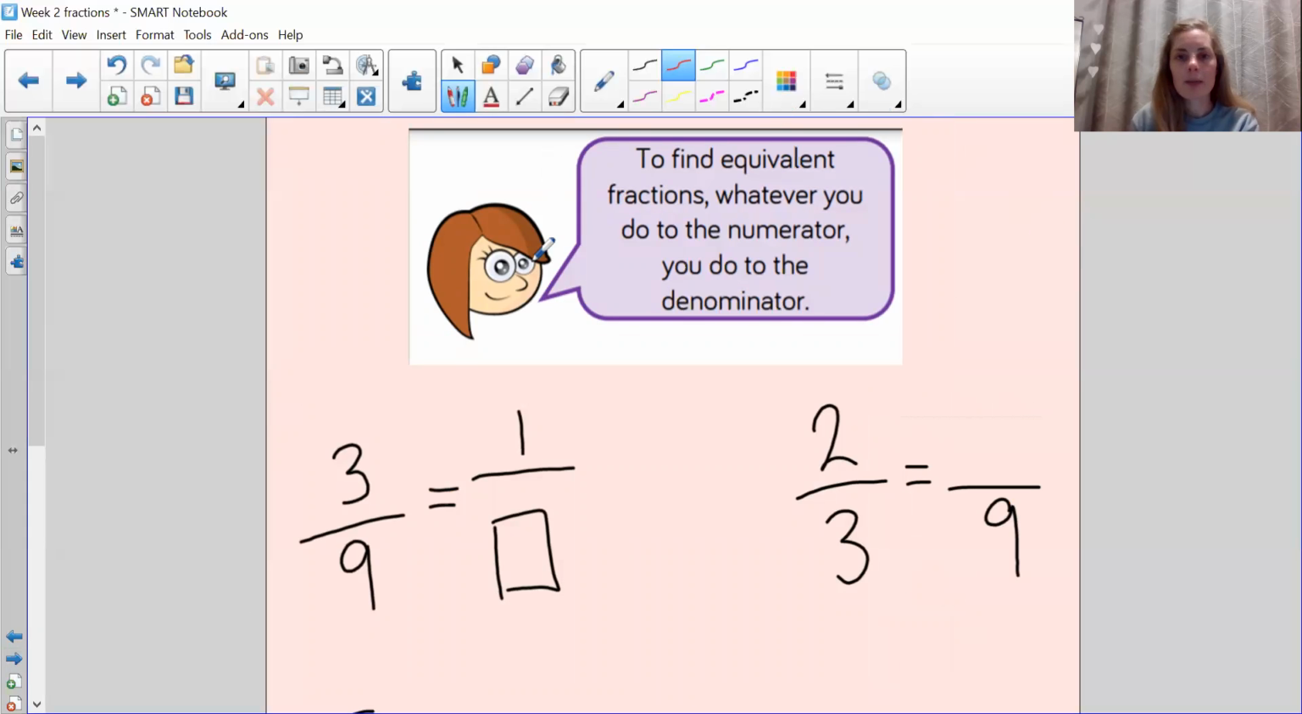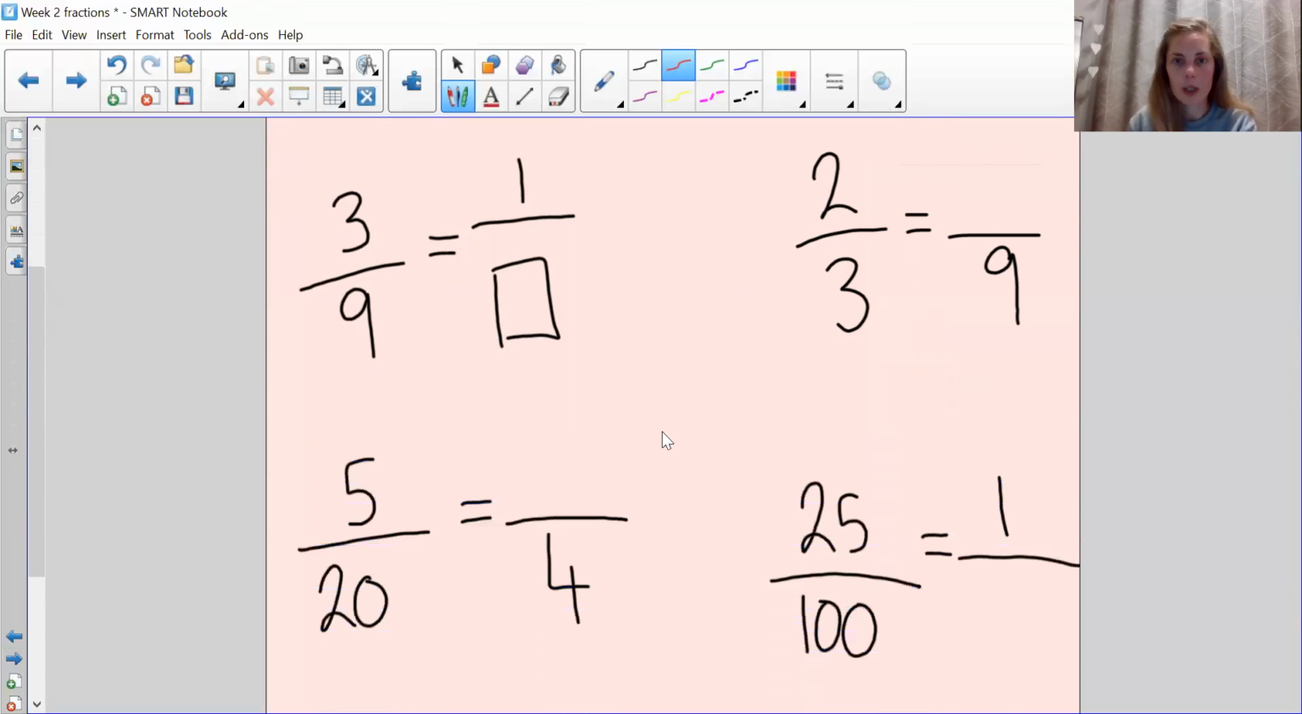Right, so very important to find the equivalent fractions. Whatever you do to the numerator, you do to the denominator, or vice versa. So I would like you to have a go now at answering those 4 questions, and let's see how well you do. So pause the video and have a go. Right, let's see how you did.